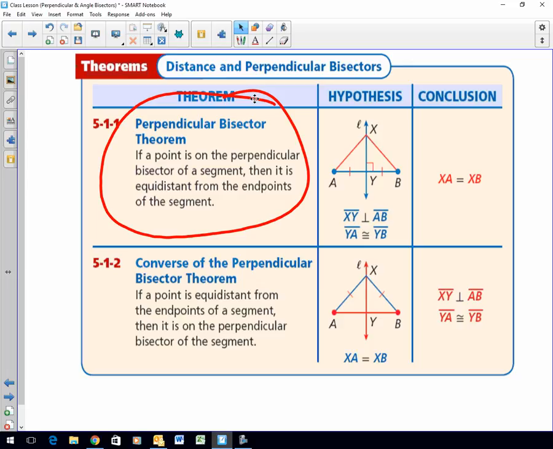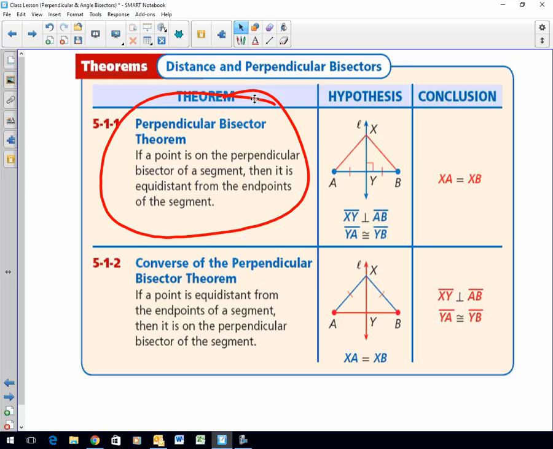Perpendicular bisector theorem. If a point is on the perpendicular bisector of a segment, then it is equidistant to the endpoints of the segment. The converse says if a point is equidistant to the endpoints of a segment, then it's on the perpendicular bisector.